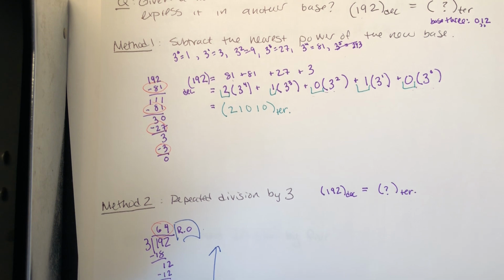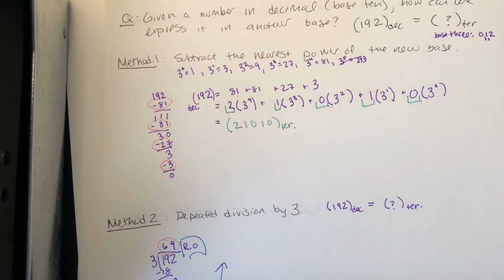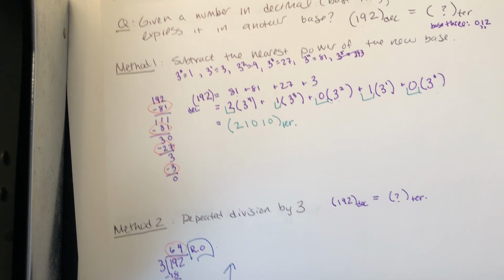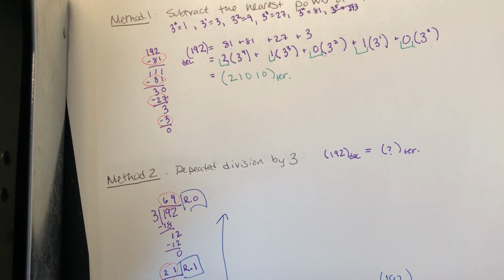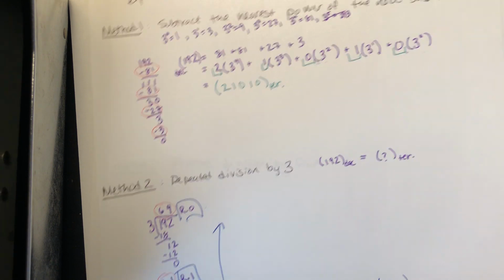All right, so it sort of makes sense. These seem like they're pretty different methods, but remember that repeated subtraction is pretty much just the same as division. That's what division is, it's repeated subtraction. So we're doing kind of the same thing here, but we're just approaching it in 2 different ways.